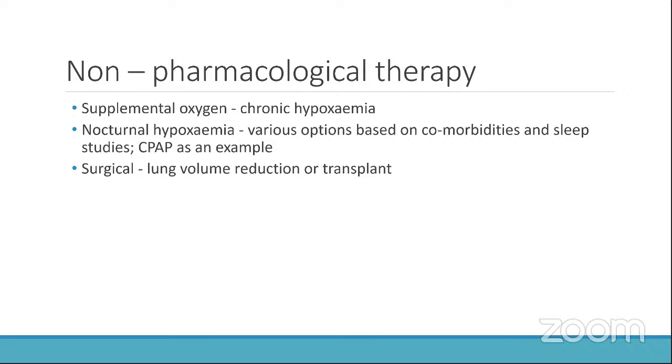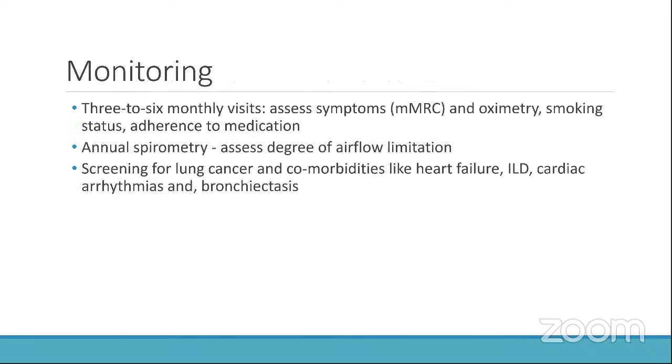In terms of monitoring, COPD patients should be seen 3 to 6 monthly at the clinic. The oxygen saturation, smoking status, and adherence to medication should be assessed. They should also be asked about their shortness of breath, and it can be tracked using the MMRC scoring system.